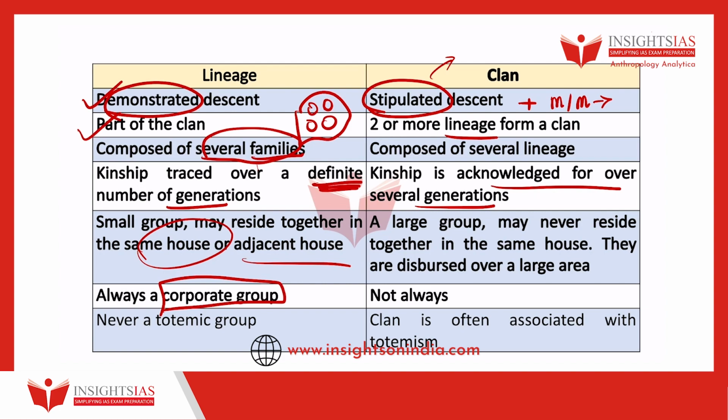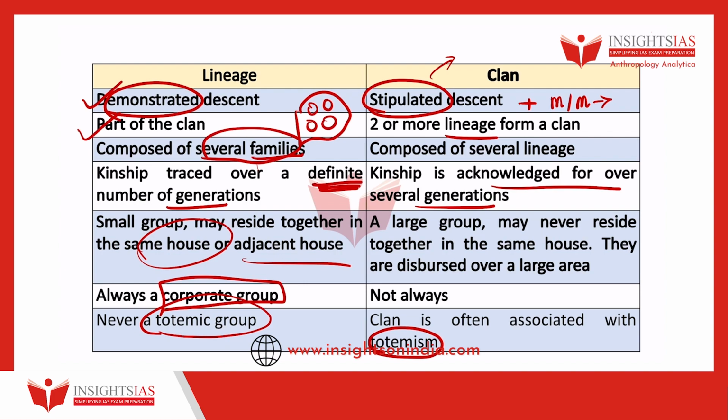So lineage is a corporate or cooperative group, and members of the lineage take part in the day-to-day activities. And one more very important feature of lineage is that it is never a totemic group, and clan is always or most often associated with a totemic group. So every clan will have a totem which the members consider to be their ancestor, and they consider themselves descendants of that.